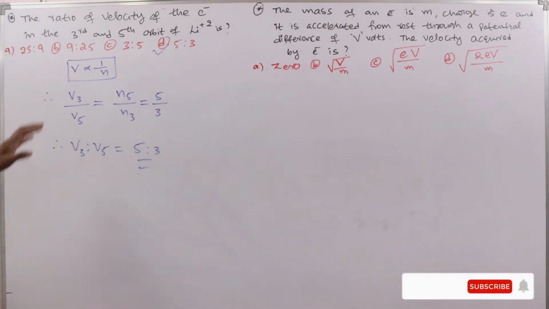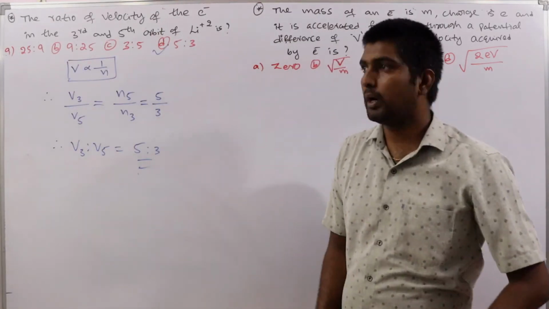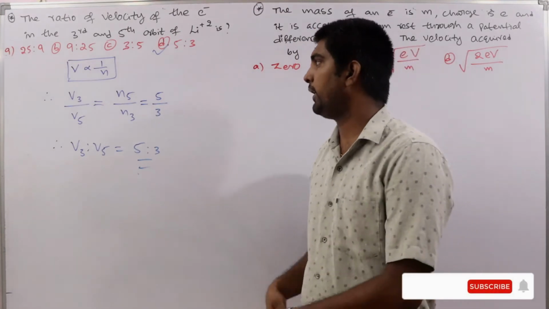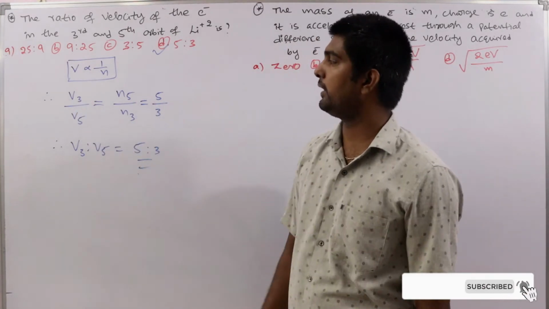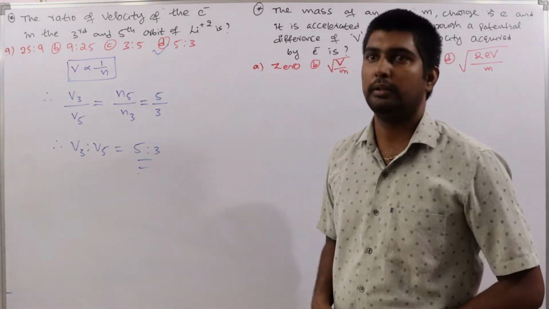So very simple. For the same species, Z is also constant, so V is inversely proportional to n. So finally here we have V3 by V5, and we get 5 is to 3 as the answer.